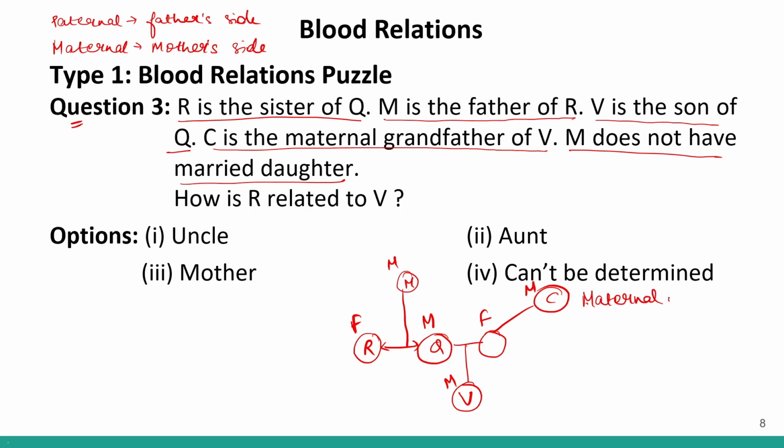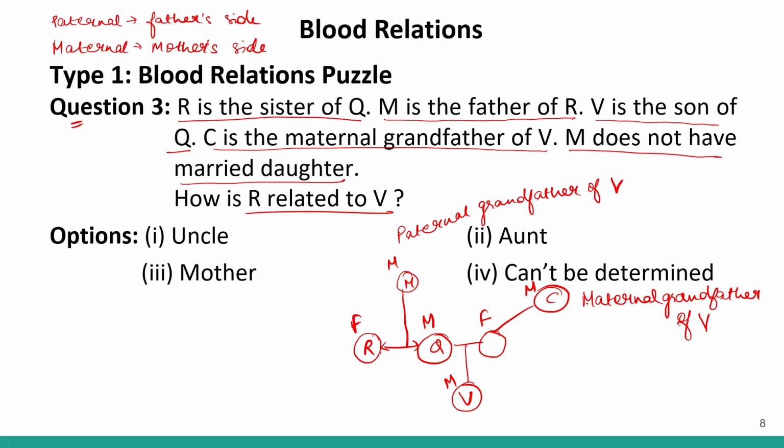Maternal grandfather of V, correct? And M is the paternal grandfather of V. This is the relationship. We have to find out how R is related to V.